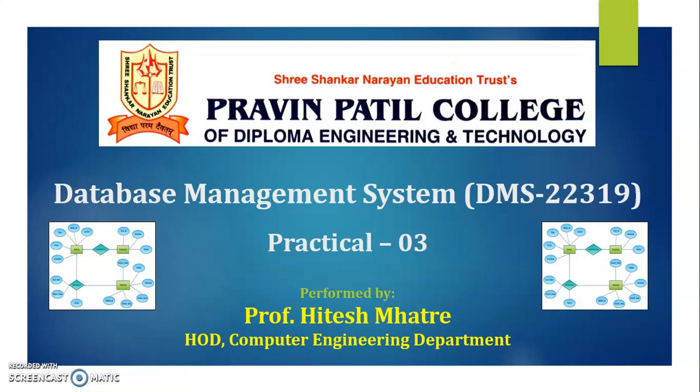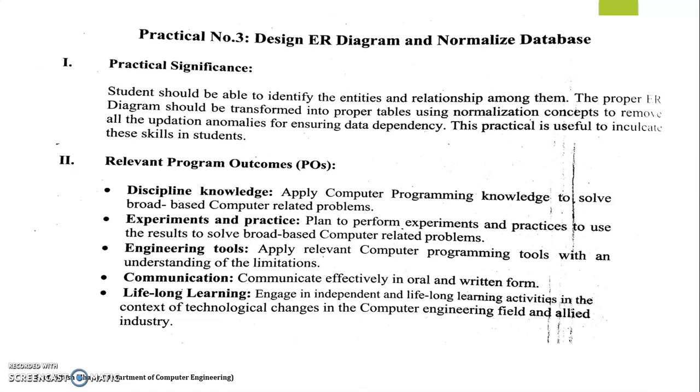Today we are going to learn about practical number 3. Practical number 3 is about designing an ER diagram and normalizing the database. Practical significance: the student should be able to identify the entities and the relationships among them. The proper ER diagram should be transformed into proper tables using the normalization concept to remove all the updation anomalies, ensuring data dependency. This practical is useful to inculcate these skills in students.